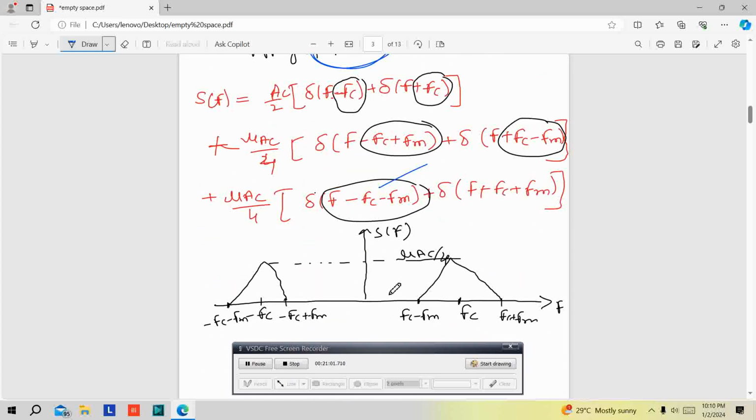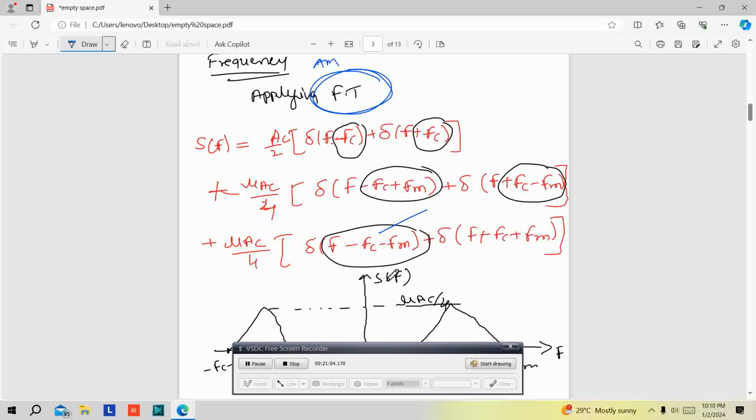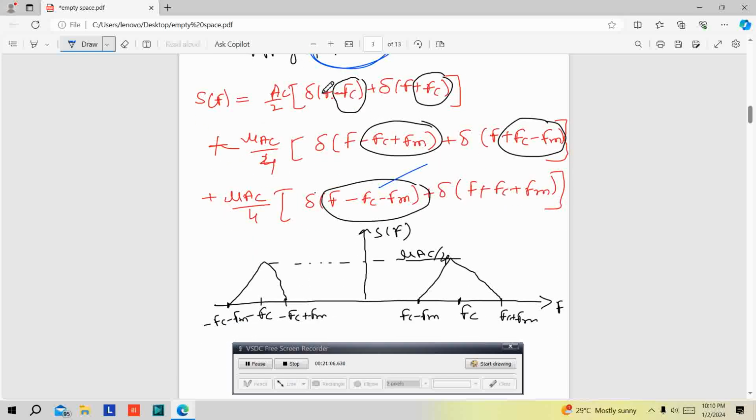Correct. And you need to sketch the spectrum here. See here, just mention plus fc and minus fc. Then what is next? Minus fc plus fm. For this minus fc I am going to add some fm, hence minus fc plus fm comes here. Then plus fc minus fm. In the plus fc I am going to subtract fm, that is why you get fc minus fm here. Then minus fc minus fm comes at this point, and fc plus fm means to fc you add fm.